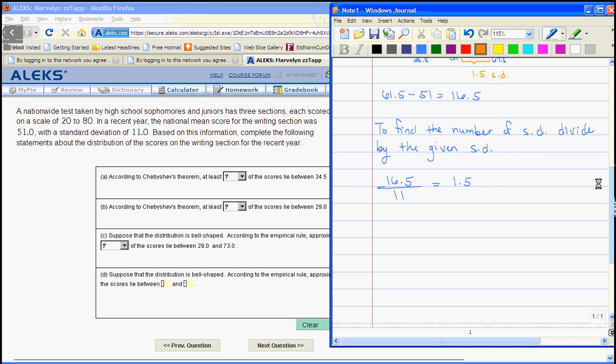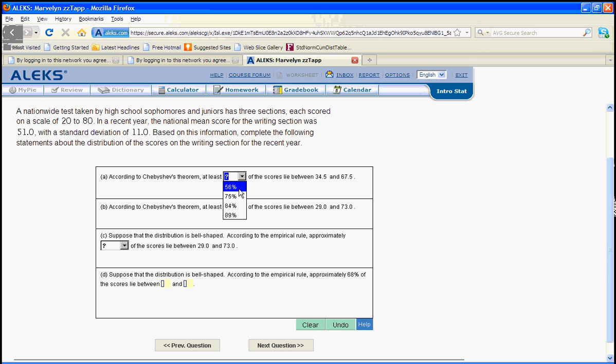Okay, next, I'm going to take this 1.5, which is my k, and plug k into Chebyshev's formula. So remember that's the 1 minus 1 over k squared, and we found k to be 1.5, so 1.5 squared, and that comes out to 0.555. You get a bunch of repeating 5s. So we can round that to 56%, which is the first choice in our little drop-down menu.